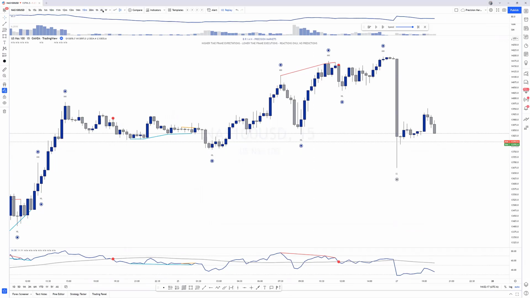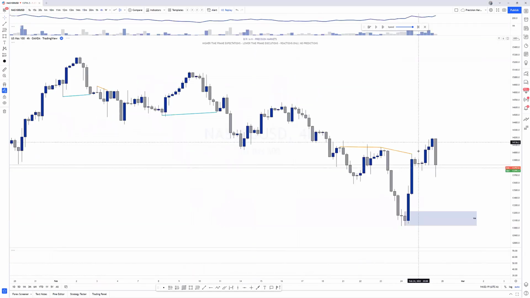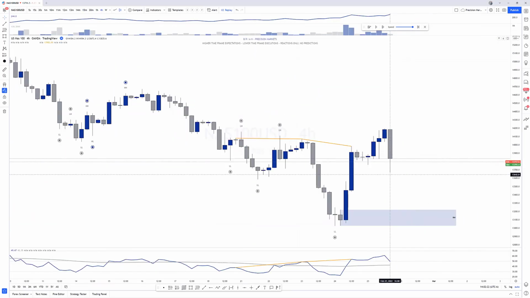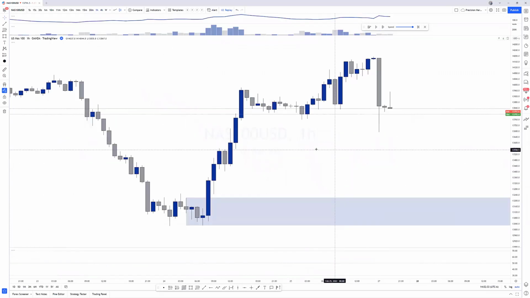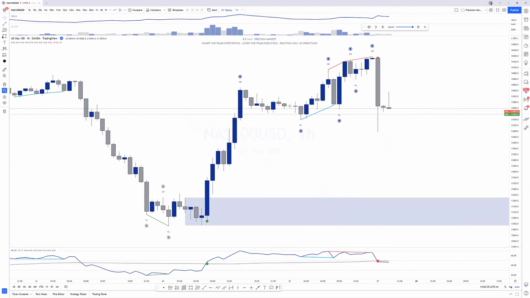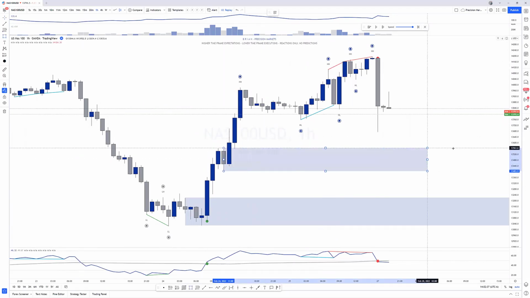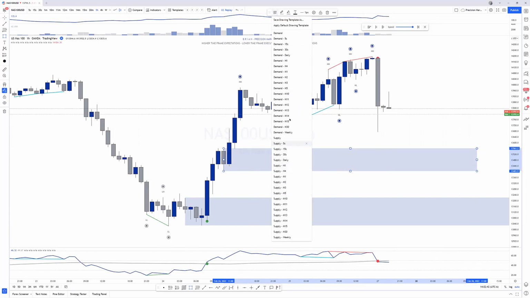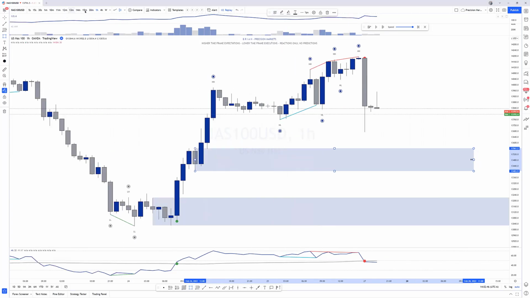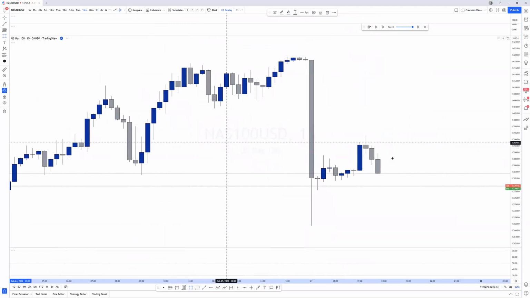So we get essentially a really nice pullback on our 4-hour, and also enough to give us some place to consider entry. It being that this didn't come all the way down to this zone, I do want to see if I find anything in this area. So I'm going to drop down to the 1-hour. On the 1-hour, I have another pretty good demand zone that's priced pretty well. So I'm going to mark out this demand for H1. But now I'm going to go back to my M15 and see what I see.